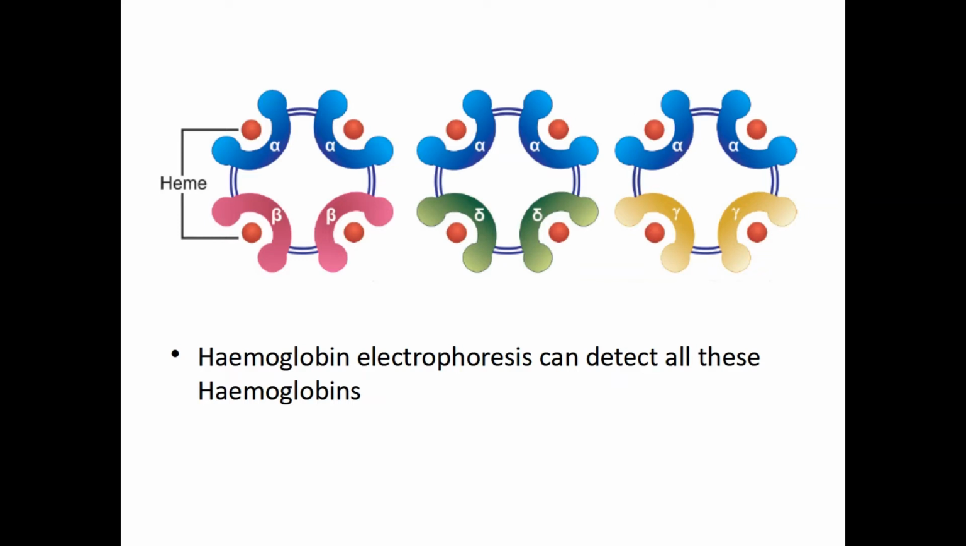There is a test called hemoglobin electrophoresis. Now this hemoglobin electrophoresis can categorize various hemoglobins based on their globin chains. This is especially useful if you are suspecting any of the hemoglobinopathies which have altered globin chains. So it is very useful in thalassemias.